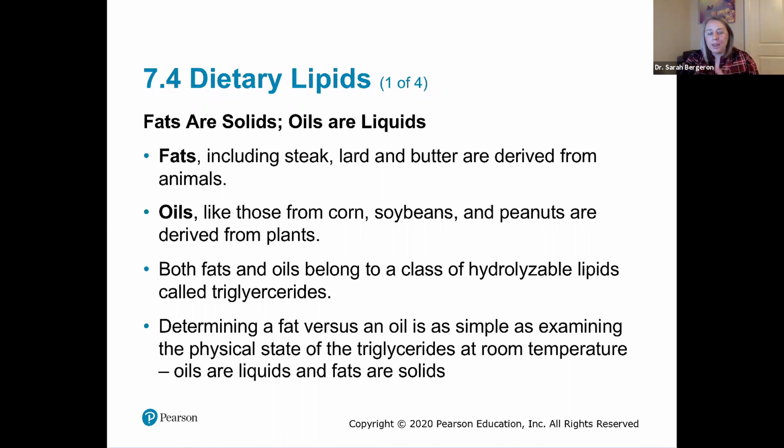So whether they are fats or oils, they all belong to a general class of lipids. And that general class of lipids are hydrolyzable, and they're called triglycerides. So tri meaning 3, and glycer refers to glycerol. And we're going to draw that, and I'll show you what that is. But a lot of times what you're going to be asked to do is look at the structure. Is it a fat or is this an oil? All you have to do is look at the physical state of the triglyceride, because they're both triglycerides, and see, are they a solid at room temperature or are they a liquid at room temperature? And that's going to tell you what it is.